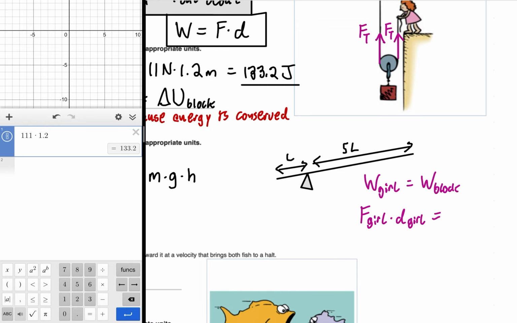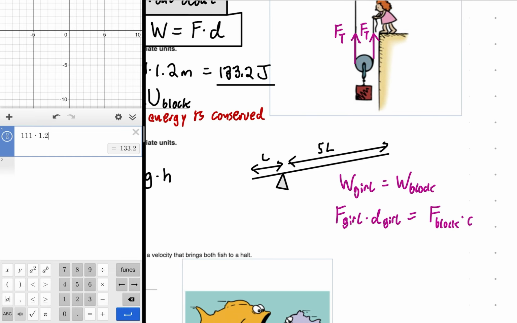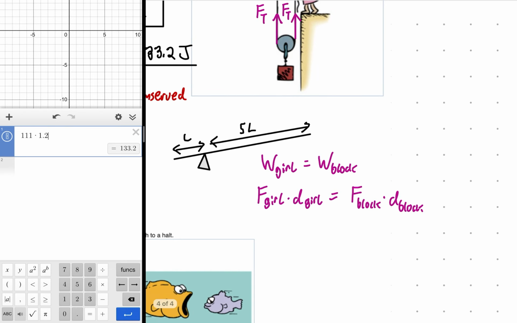And then that would equal the force of the block times the distance of the block. Well, there you see it, right? Since the force experienced by the block is exactly twice as big as the force that the girl exerts, the block must go half as far. So we have that d block equals 1/2 d girl, and that's simply because F block is going to be 2 F girl.